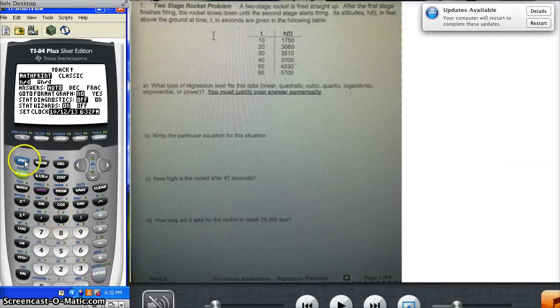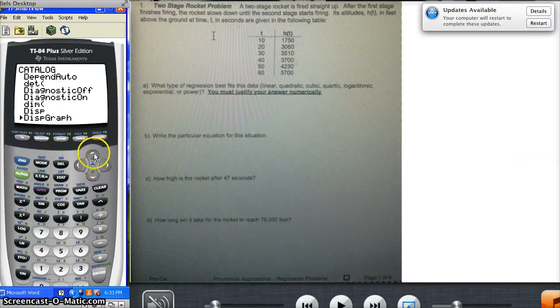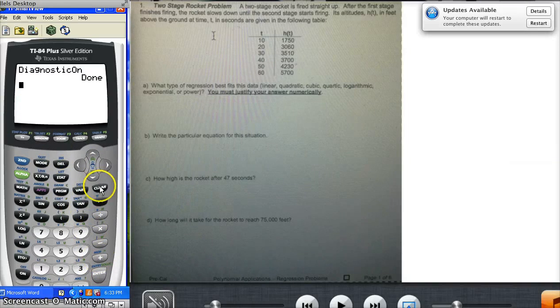Now, if you did not have a TI-84 and you had a TI-83, what you would do is hit second 0 to go to the catalog, and then you would do alpha, and then the letter D. Alpha D, and it's the little x to the -1 symbol here. And then you would go down to diagnostic on, and your cursor would be next to it, and then you would hit enter twice, and then it would say done and your diagnostics are on.